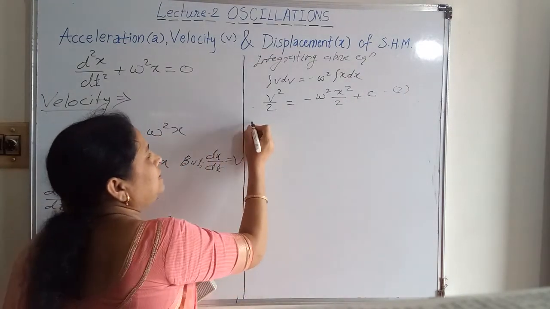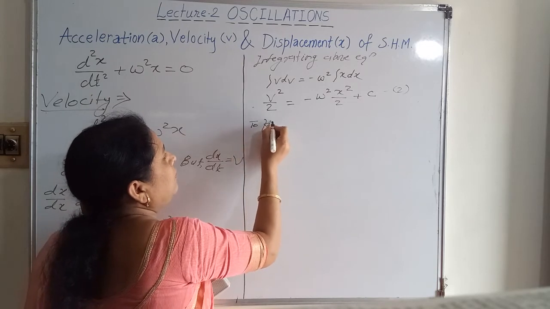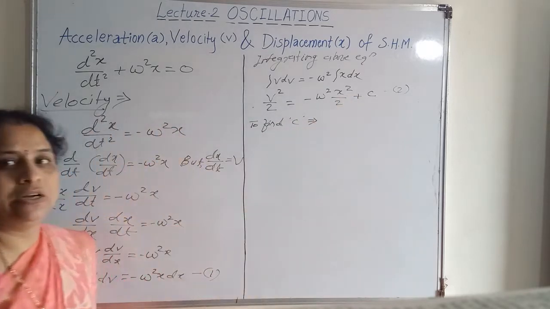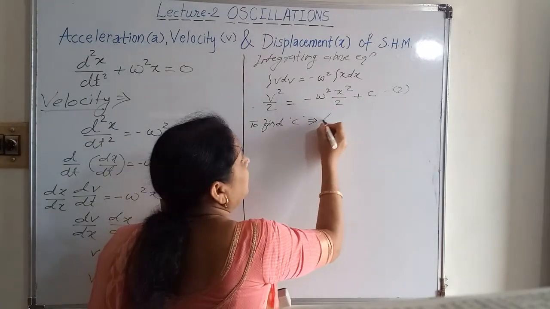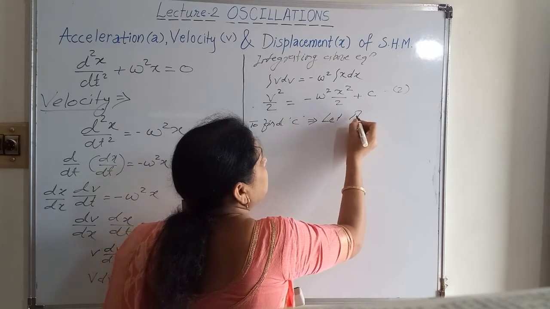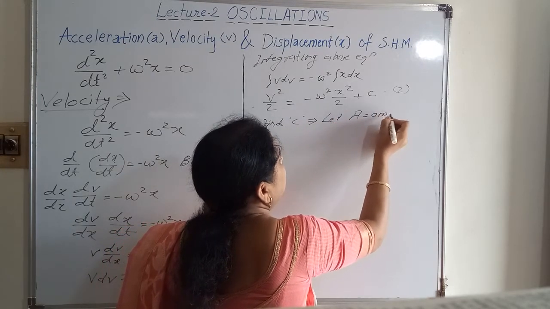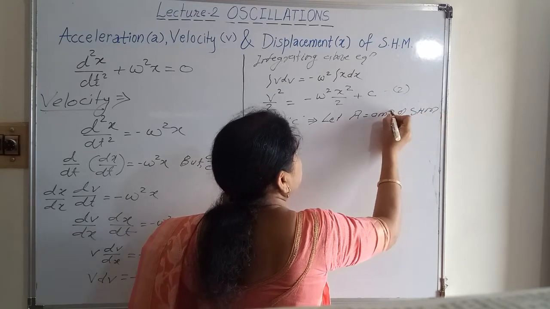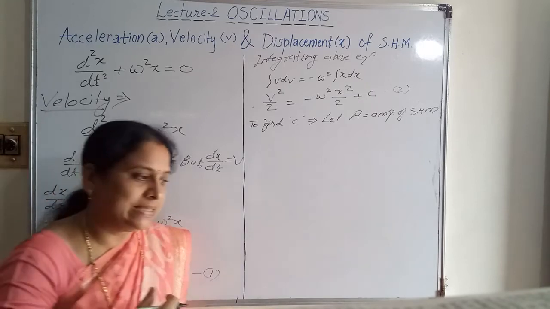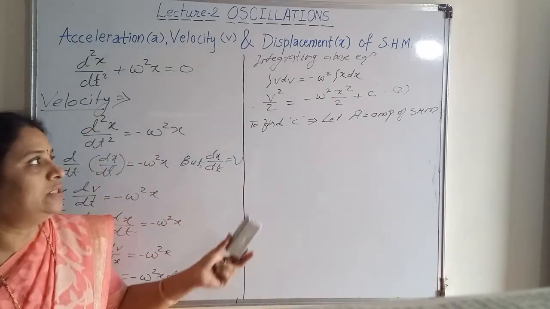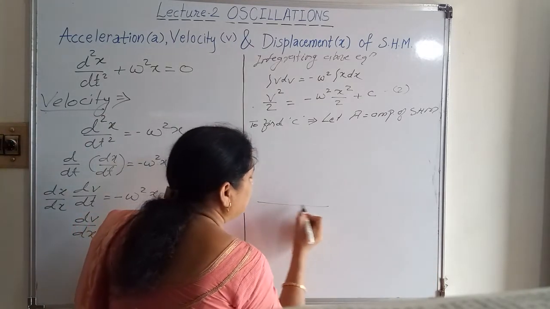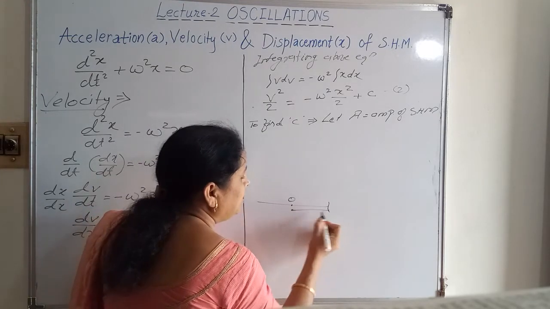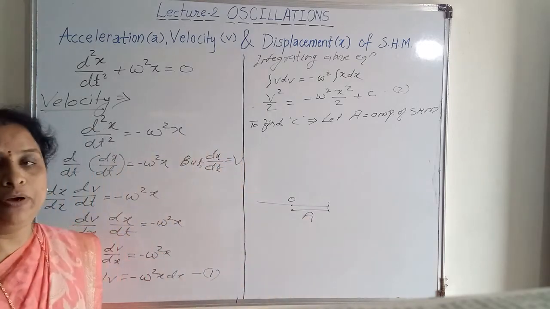Now to find c, we find the value of the constant of integration and put it in equation 2. For that we consider, let A be the amplitude of SHM. Capital A is the amplitude of SHM. Now you know the meaning of amplitude. Amplitude is nothing but the maximum displacement from the mean position. When the particle is performing SHM, the maximum displacement from the mean position on the two sides is called the amplitude of SHM.